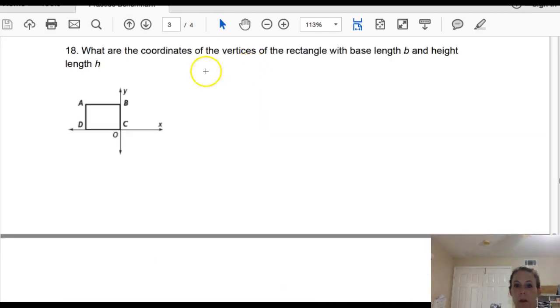Okay, on to 18. This should be pretty basic. What are the coordinates of the vertices of a rectangle with base length B? So this base length is going to be B.